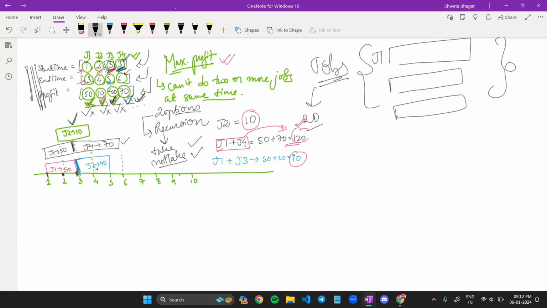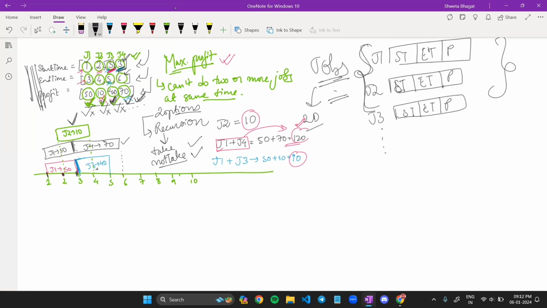So this is my job 1. So it will have its start time here, it will have its end time over here, and it will have its profit over here. Similarly, for job 2, it will store its start time, end time, and profit. And for job 3, it will have its start time, end time, and profit, and so on for rest of the jobs.